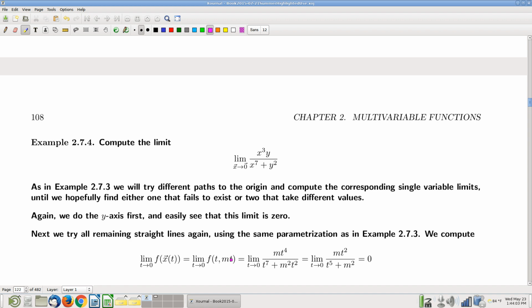And that's the case here, right? The numerator is approaching 0. The denominator is not approaching 0. The denominator is approaching m squared. So this limit is 0 over m squared, which is 0.